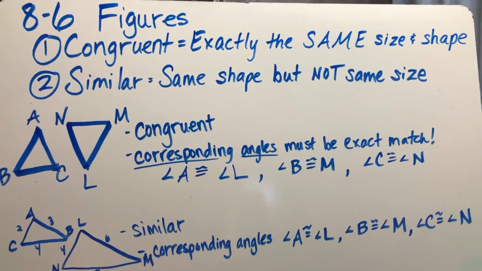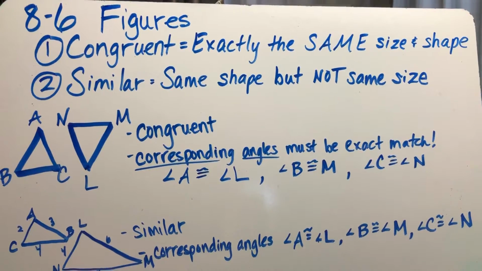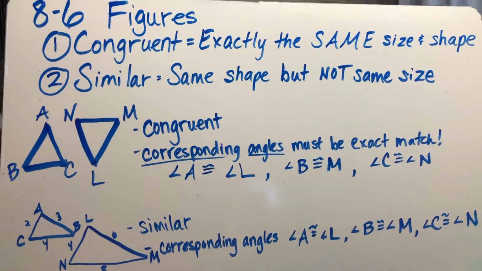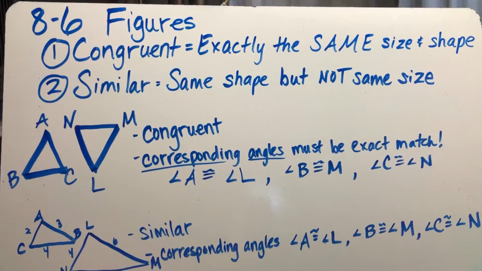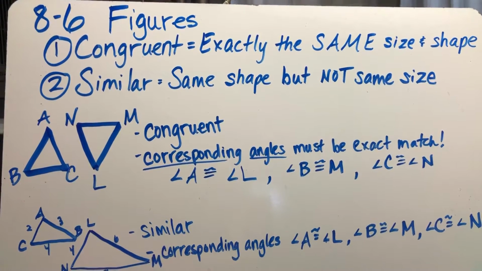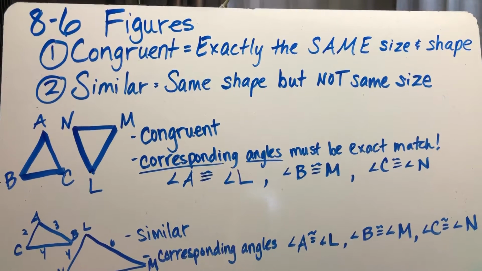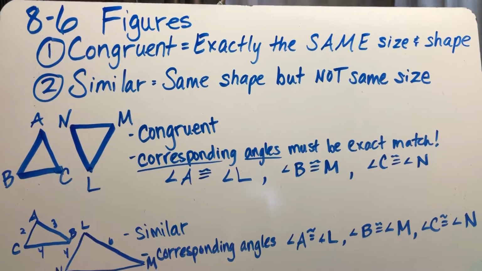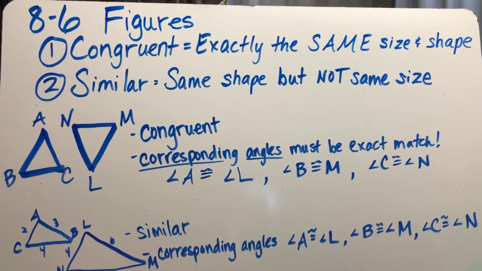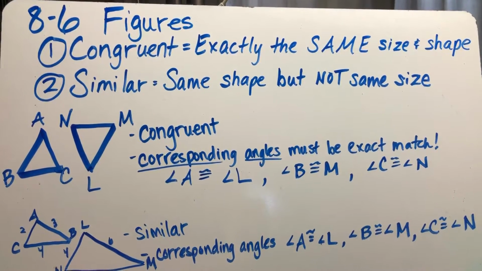They're going to talk about congruent, and you have heard this word before. This word talks about anything that is exactly the same. Got my capital letters going on here. Congruent: exactly the same size and shape. It must be the same.